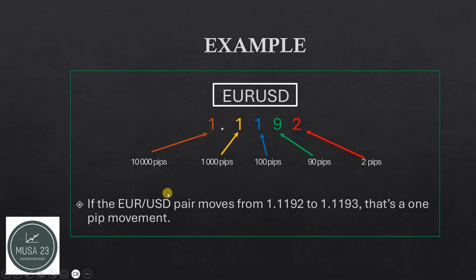Okay. If the Euro US dollar pair moves from 1.1192 to 1.1193, that would have been a 1 pip movement because the only change is 3. So here it was 2 and here it's 3. So it's only 1 movement. The difference between 3 and the 2, it's 1. So we call it a 1 pip movement.